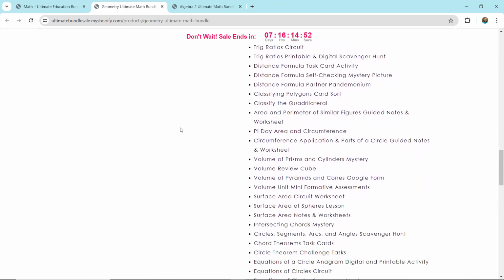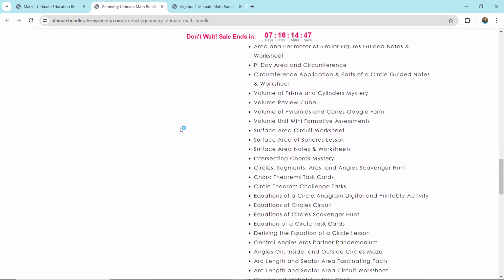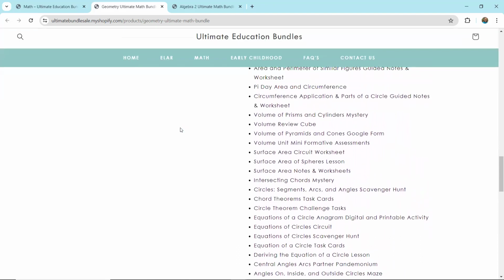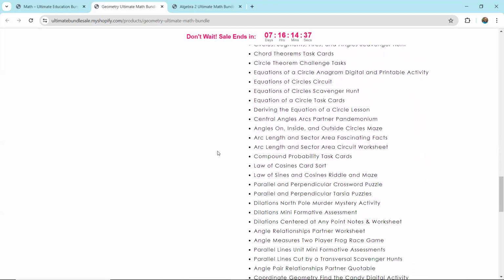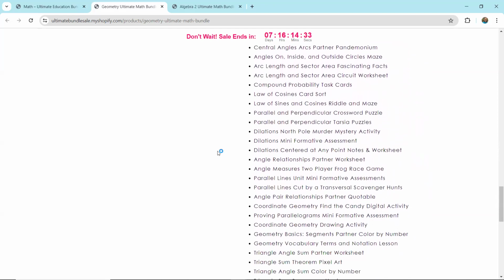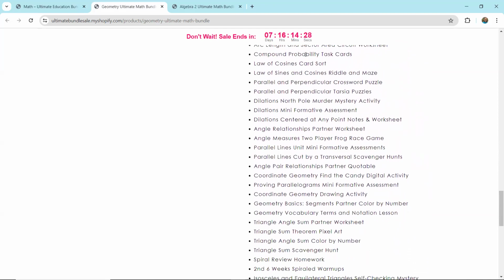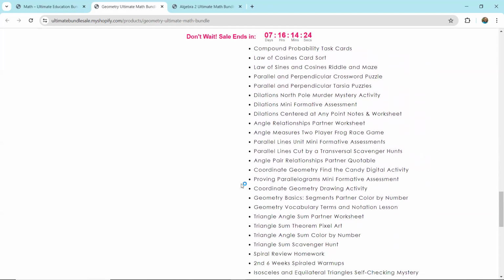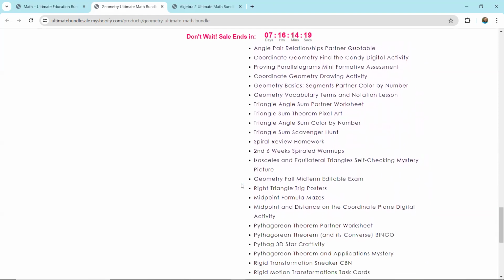Trig ratios, distance formula, and then we get into quadrilaterals, polygons, and there's a little bit of circle stuff. There's some more circle stuff, volume. I mean, you can see it just keeps going, right? Equations of circles, even central angles, arc length, all that fun stuff. Compound probability, a little bit of probability stuff going on. Parallel and perpendicular, dilations. I'm still going. Coordinate geometry.